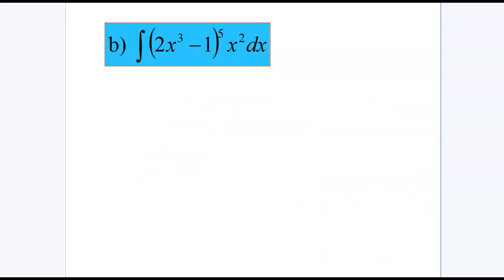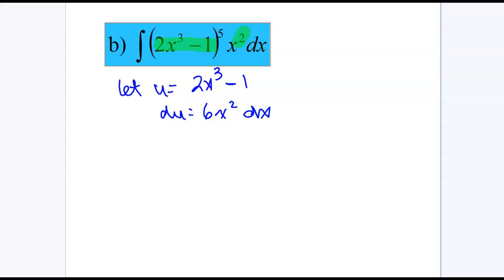Okay, in the next example, we have a product of 2 terms within an integral. Again, if you notice, this one is 2x cubed minus 1, and the derivative of x cubed is x squared, so it would make sense to let u equal 2x cubed minus 1. And the 2x cubed minus 1 is also inside a bracket raised to a power of 5, so that's another indication that you're probably going to let u equal the stuff inside the brackets. So du is going to be 6x squared dx. And notice I have an x squared dx, so I have to divide both sides by 6.